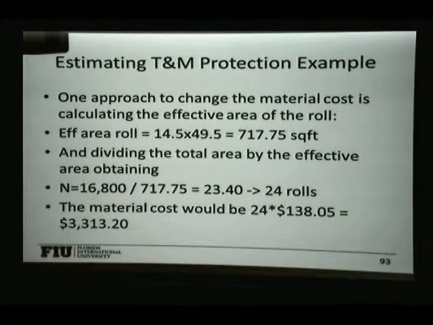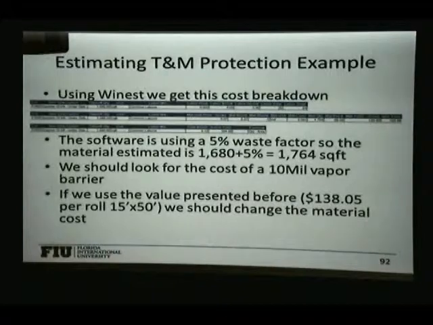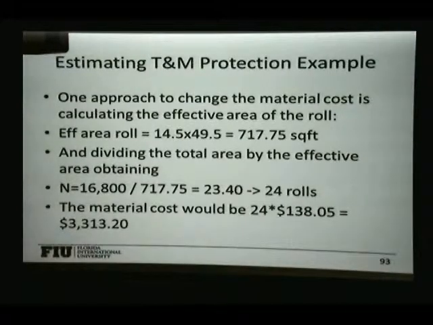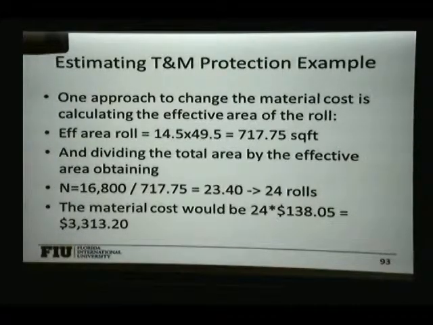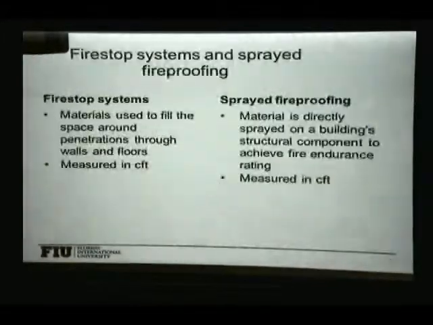Okay? So the two numbers are similar, but the way to find them is different. You follow what I'm saying? You are using on one side a cost per square feet and adding a waste factor, and on the other one you're actually estimating how many rolls you need and then multiplying that number by the cost of each roll that we have here.